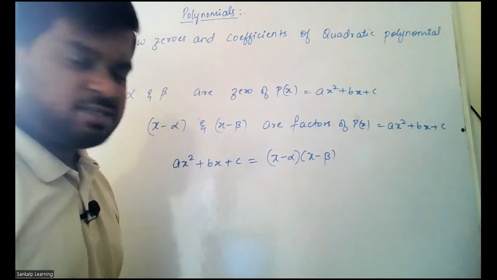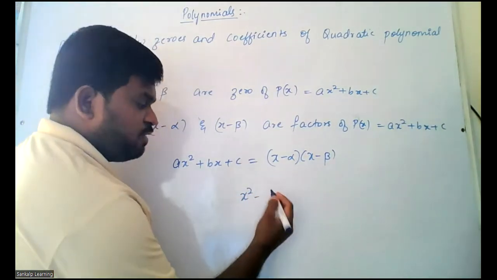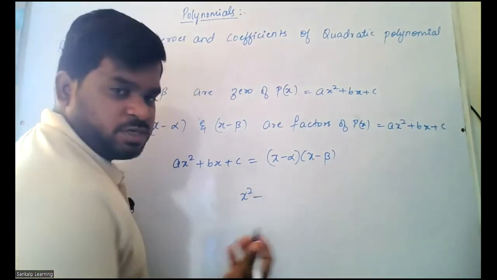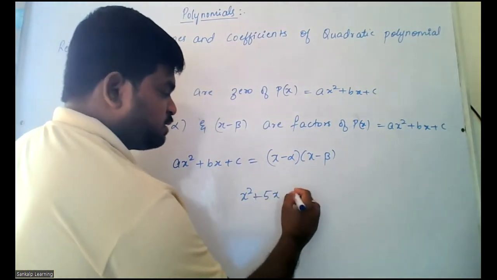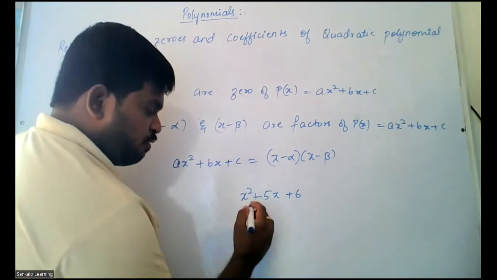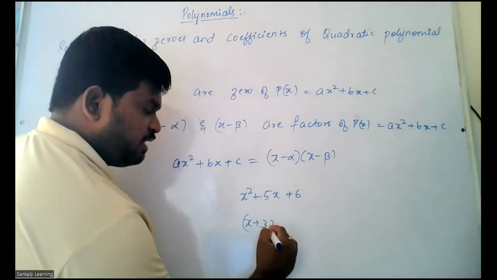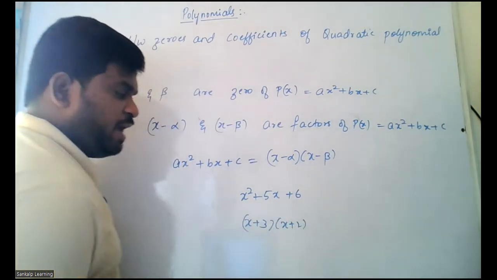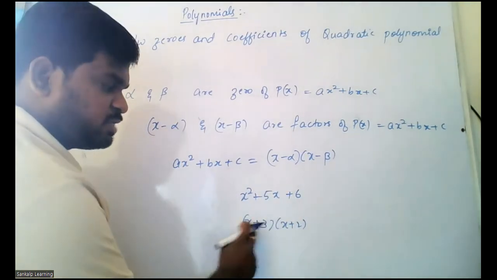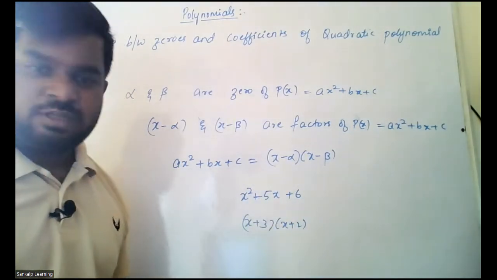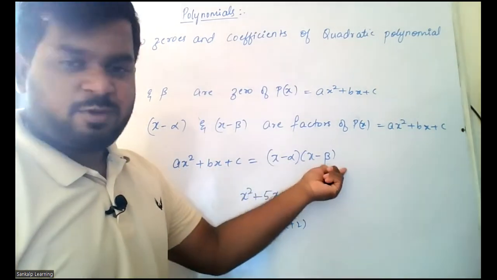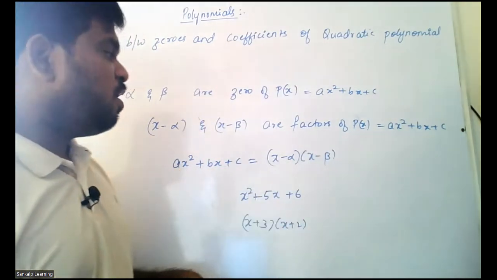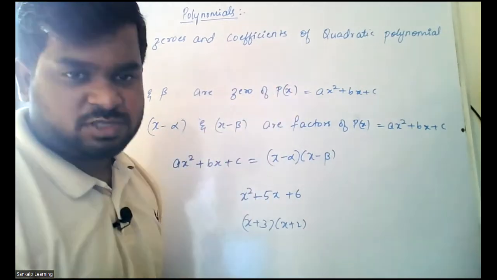To make it very simple, if you remember from your previous year or the quadratic equations which we have already done, x square plus 5x plus 6, we will factorize this and write it like this. At the end, x square plus 5x plus 6 can be written as x plus 3 into x plus 2. That is what we have done. Ax square plus bx plus c can be written as x minus alpha into x minus beta, because alpha and beta are zeros. That's what we have taken.